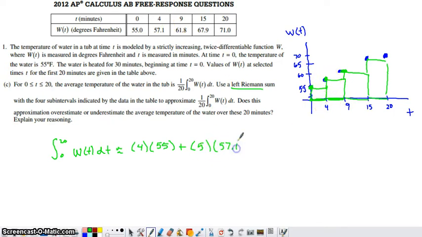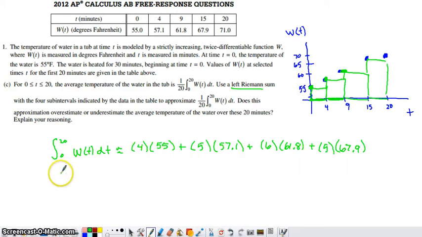We can just take that right out of the table. The width of the next rectangle is 6 units, and the height of that is given by w of 9, which is 61.8. And then the width of our last rectangle is back to 5, from 15 to 20. The height of that rectangle is given by the function value at 15, which is 67.9. So this is a calculator problem. You'd definitely be able to evaluate this on your calculator pretty quickly.